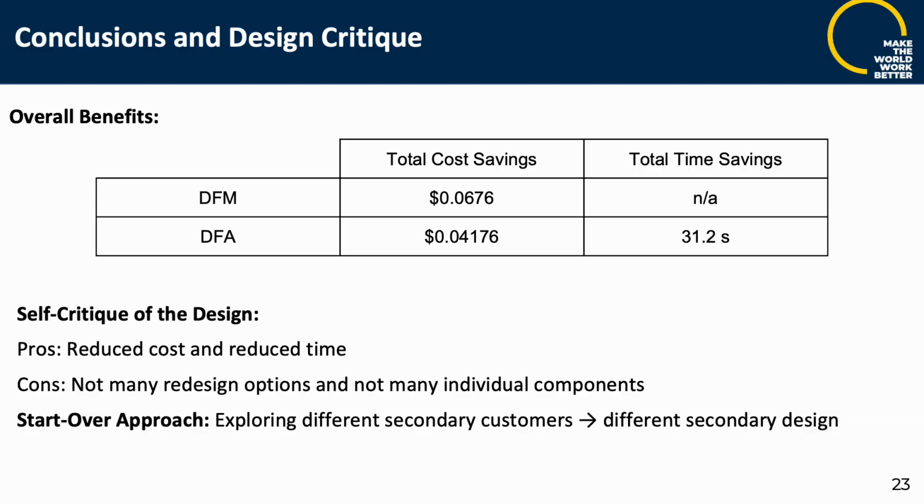Overall benefits from our design for DfM for total cost savings are 6.76 cents. For DfA, this is 4.176 cents, and DfA also has a total time savings of 31.2 seconds.